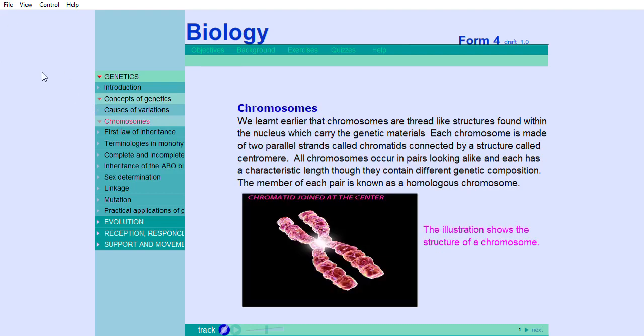Chromosomes. We learned earlier that chromosomes are thread-like structures found within the nucleus which carry the genetic materials. Each chromosome is made up of two parallel strands called chromatids connected by a structure called centromere. All chromosomes occur in pairs looking alike and each has a characteristic length, though they contain different genetic composition. The member of each pair is known as homologous chromosome. The illustration shows the structure of a chromosome.